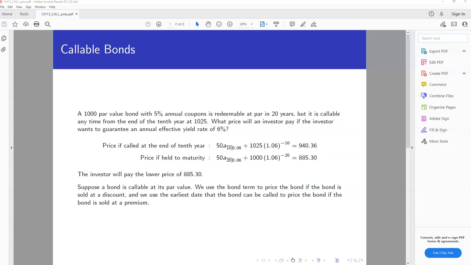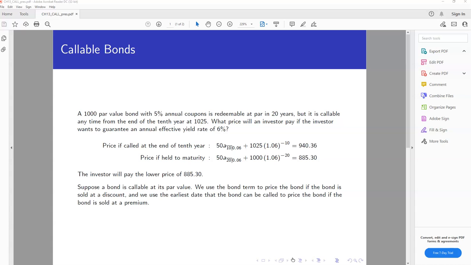We've got a $1,000 par value bond. It pays 5% annual coupons. It's redeemable at par in 20 years. However, if the issuer decides to call it, then they can call it from any time at the end of the 10th year on till the term of the loan, the term of the bond. But if they call it early, they have to pay 1,025 as the redemption value. So again, paying a little bit more for the ability to call it.